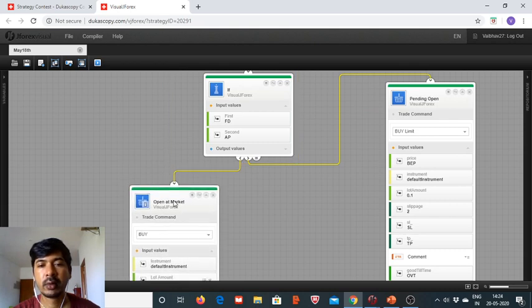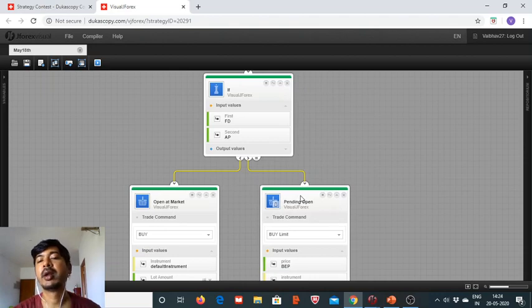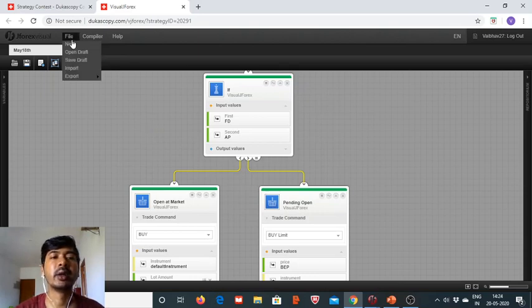So that's it from my side for today's session. We have completed this buy side setup. In tomorrow's session we will try to finish the sell side setup.